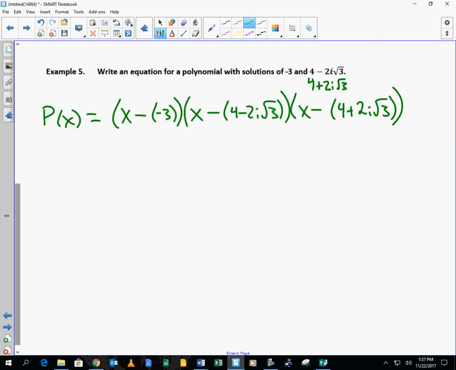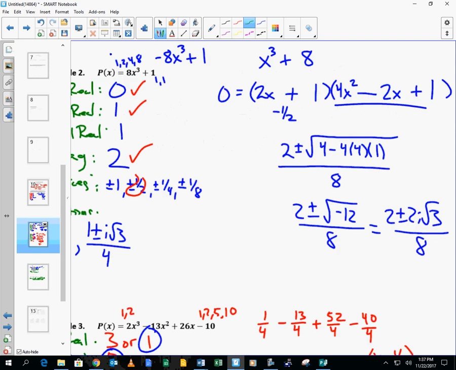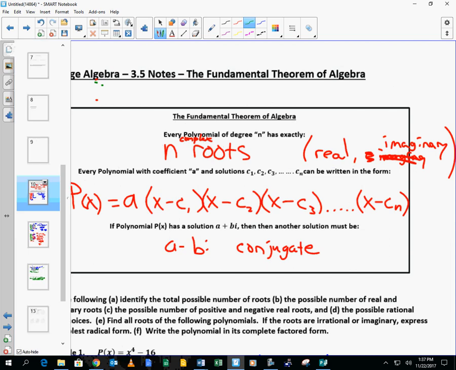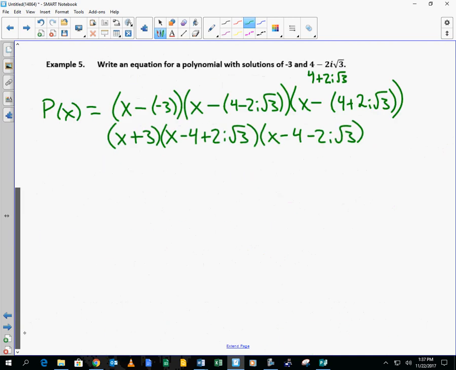Got that? So then as I work this through, my next step, I work through the negative. So it's x plus 3, as Jackson said. And then it's x what? Minus 4 plus 2i roots of 3. And then it's x minus 4. Okay, so we've got that. Always x minus. That's the fundamental theorem of algebra. It says that everything can be written in factored form with x minus the solution. That's how we start setting it up. Trust that.